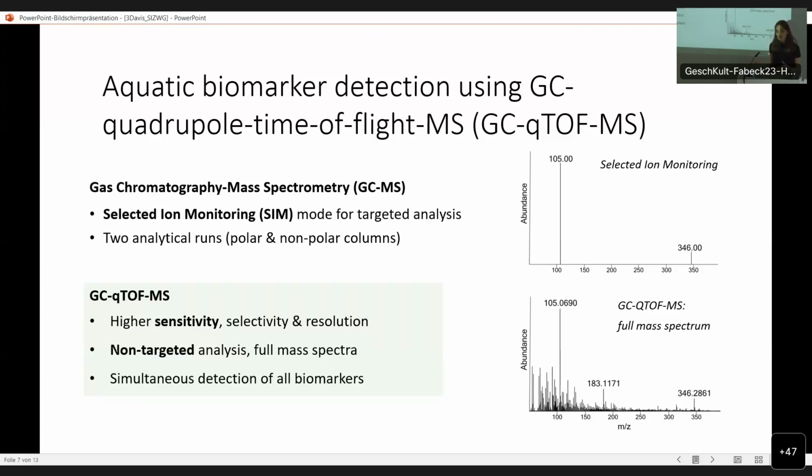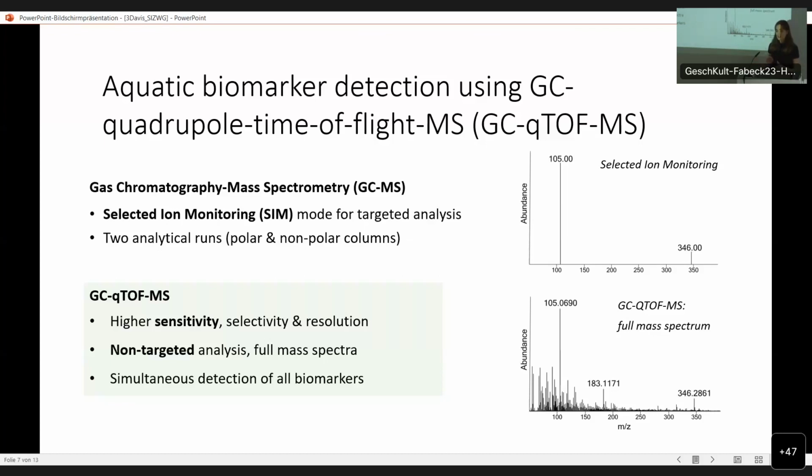And depending on the compounds that you're interested in, you have to use different columns in the instrument in order to be able to target the different ones. The GC QTOF MS, on the other hand, is a much more sensitive instrument. It's more selective and higher resolution. So essentially what this means is that we can detect those aquatic biomarkers in lower concentrations than with GCMS in SIM. So it uses a non-targeted approach.